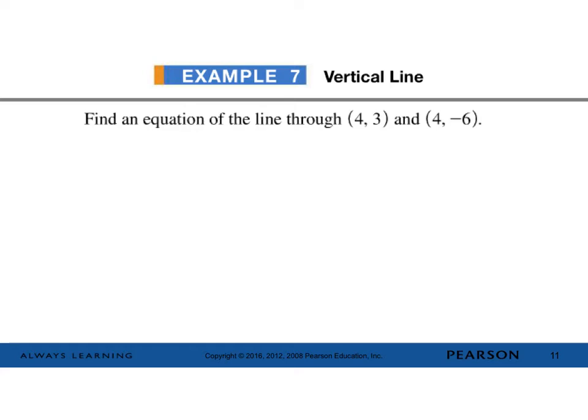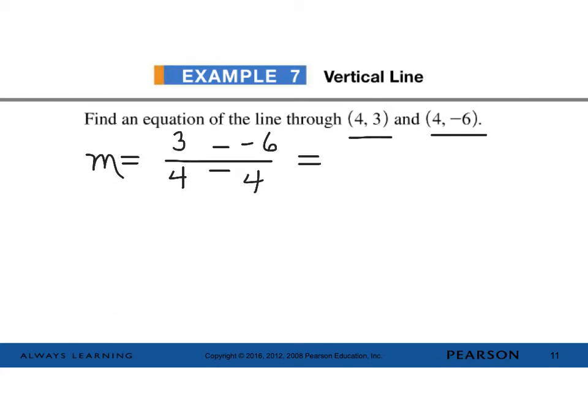Now something similar is going to happen in this problem, except it's not going to be the y's. We want the equation of a line through 4, 3, and 4, negative 6. And again, we're going to try to find the slope first. Our first point is 4, 3. Our second point is 4, negative 6. 3 minus negative 6 is 3 plus 6, which is 9. But 4 minus 4 is 0.